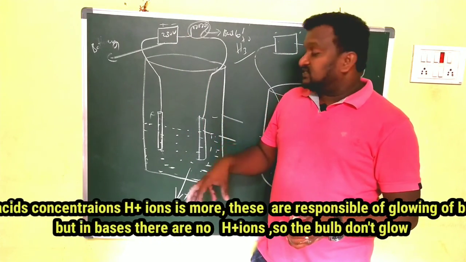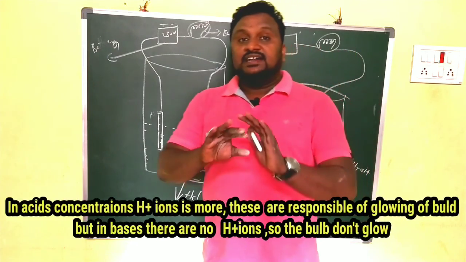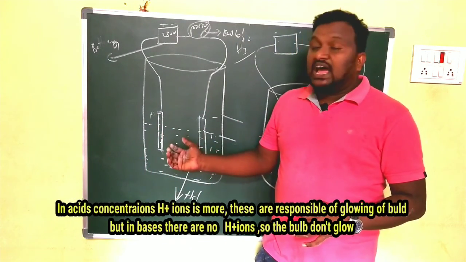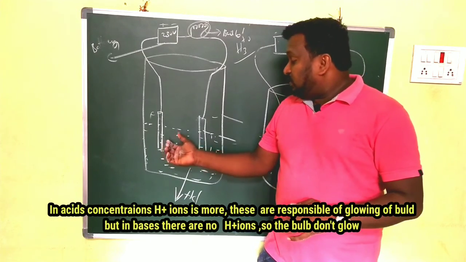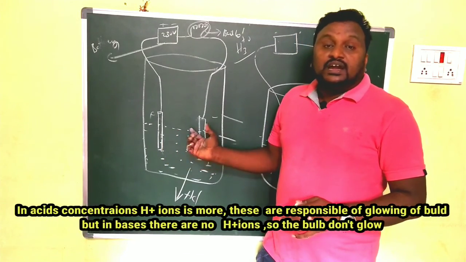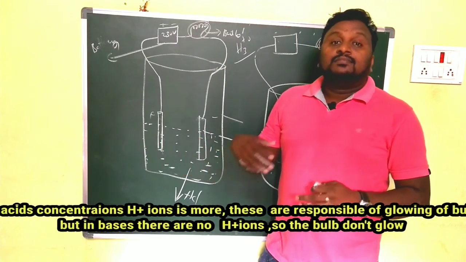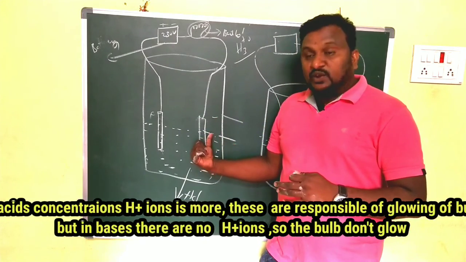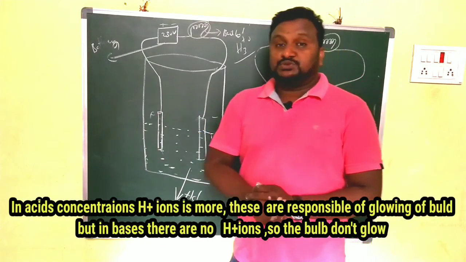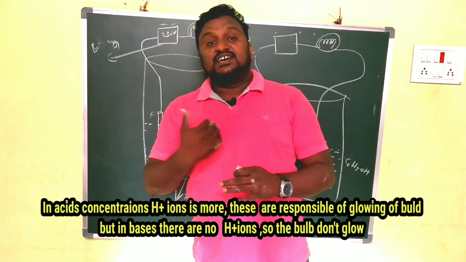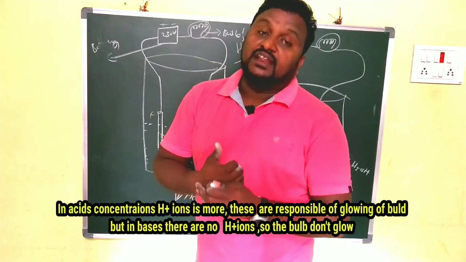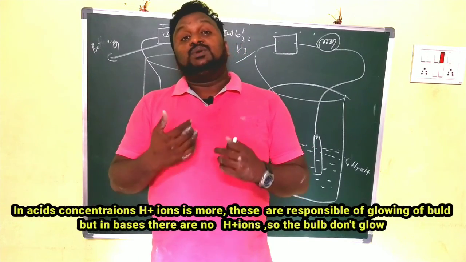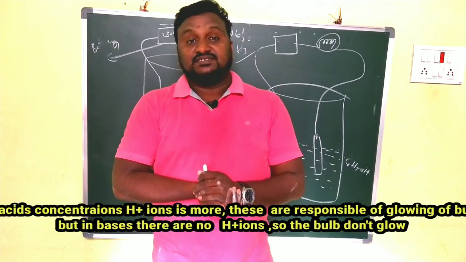When the current passes through the solution, the ions are separated. Those ions which have positive charge move towards the negative, and those which have negative charges move to the positive. That means the charges are moving from one rod to the other rod. So that's why now the circuit is closed, and due to that the current will pass.